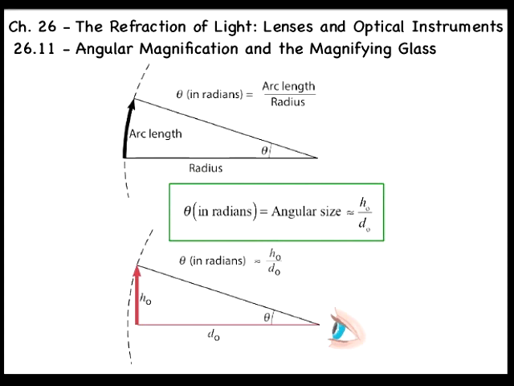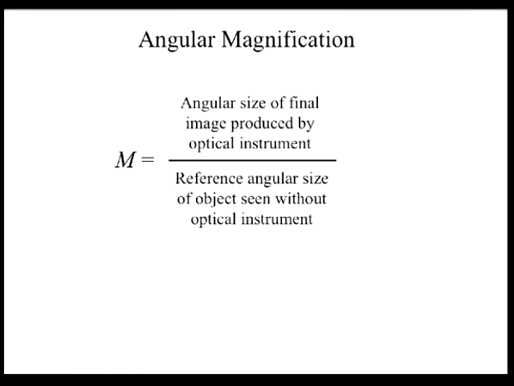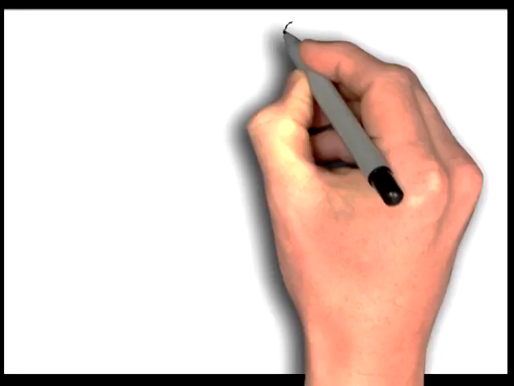An optical instrument, such as a magnifying glass or a telescope, allows us to view small or distant objects because it produces a larger image on the retina than would be possible otherwise. In other words, an optical instrument magnifies the angular size of the object. The angular magnification, or magnifying power, m, is the angular size, theta prime, of the final image produced by the instrument divided by a reference angular size, theta. The reference angular size is the angular size of the object when seen without the instrument.